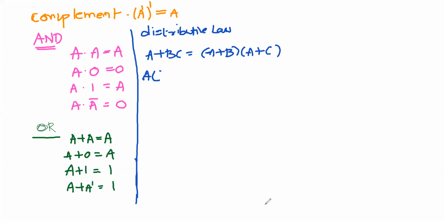A and with B or C is equal to AB plus, I mean, A and B or A and C, right?